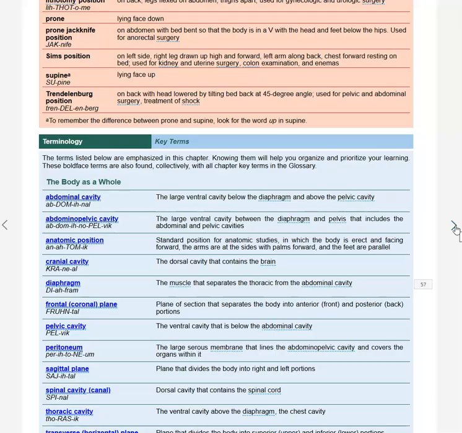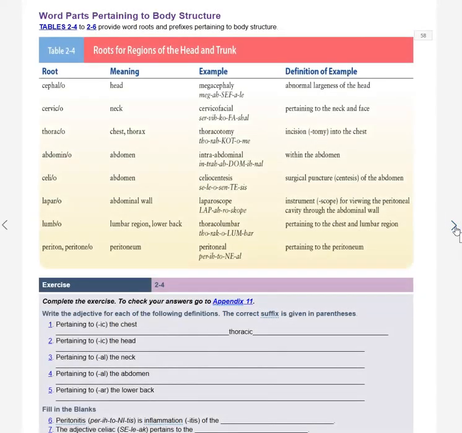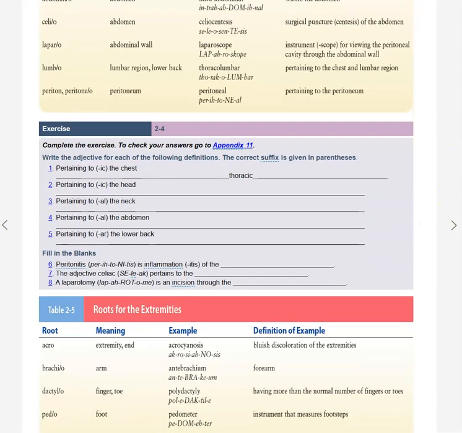They'll benefit you. If there's ever one you can't pronounce or you don't know how to pronounce, you can just type it into Google or any search engine that you choose. How do you pronounce megacephaly, cervicofacial, thoracotomy, intra-abdominal? It will actually say it out loud for you. So much technology compared to when I was in nursing school. So take advantage of it. Laparoscope, ciliocentesis, peritoneal, and then your definitions are listed there of those examples.